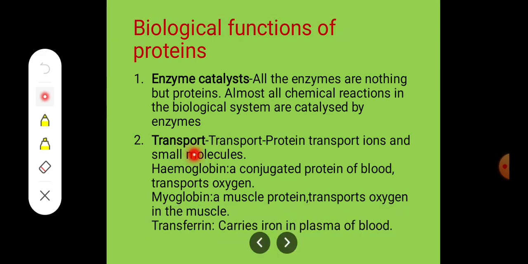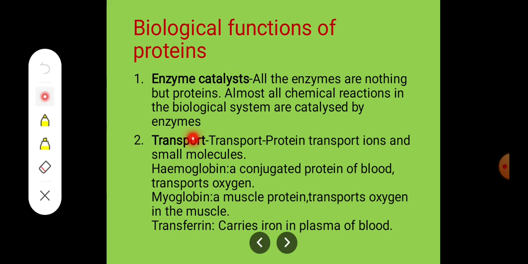Next function of protein is transport. There are a number of proteins involved in the function of transport. Proteins transport ions and small molecules. For example, hemoglobin is a conjugated protein of blood that transports oxygen. Myoglobin is a muscle protein that transports oxygen in the muscle, and transferrin carries iron in the plasma of blood.